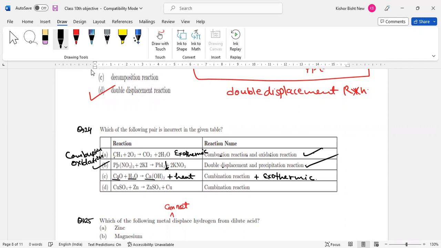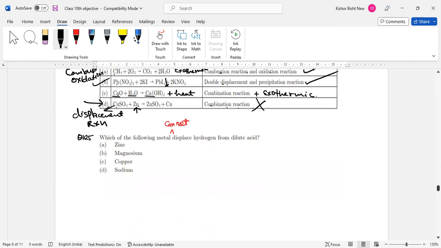Please remember, exothermic reactions also include combination reactions. In this one, this is a single displacement reaction. Because the metal here, aluminium, is more reactive than zinc, and zinc is more reactive than copper, this reaction is possible. Here it is written as a combination reaction. No, this is wrong, this is the displacement reaction. So which one is incorrect? Incorrect is D.